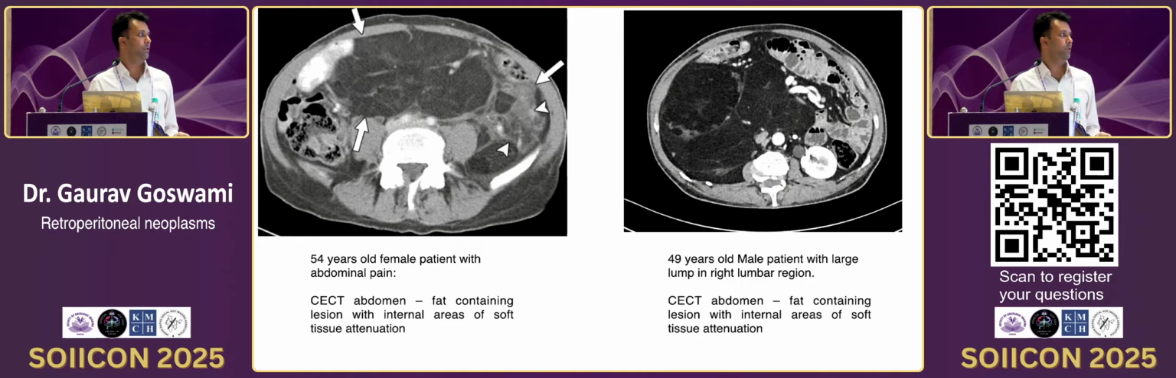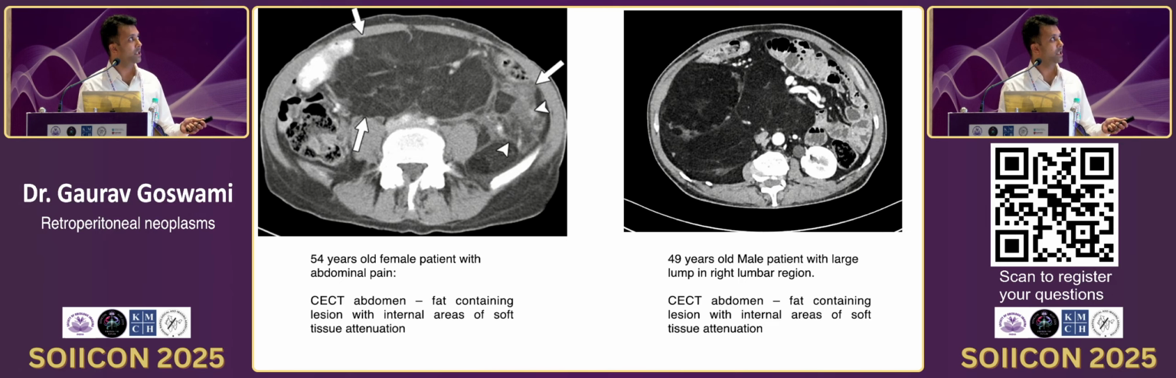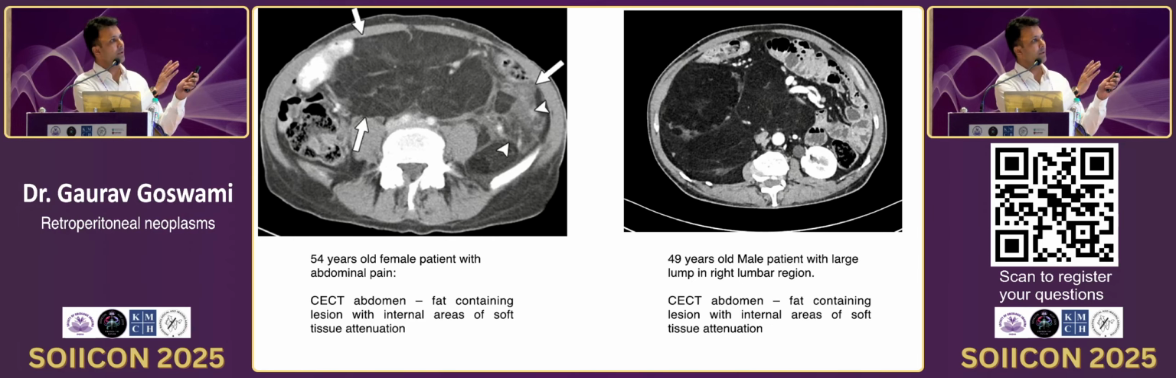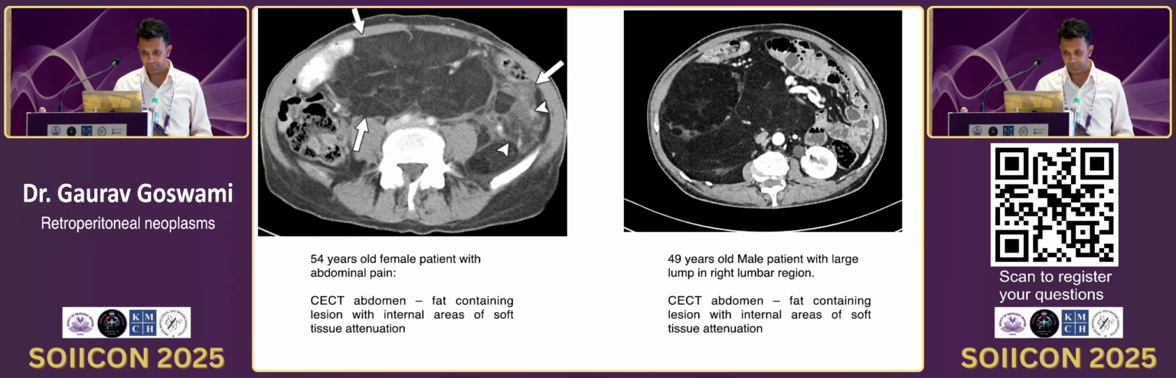This is a 54-year-old female patient with abdominal pain. You can see the large fat containing lesion within the retroperitoneum reaching up to the anterior parietes, displacing and compressing all the adjacent organs, and there is partial encasement of the anterior aspect of the right common iliac artery. There is homogeneous contrast enhancement within and a few soft tissue enhancing nodules are also there. Extension along the left paracolic region.